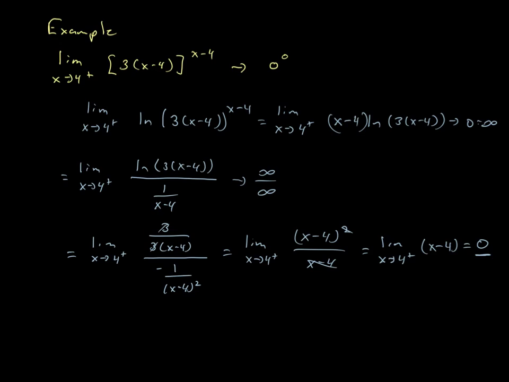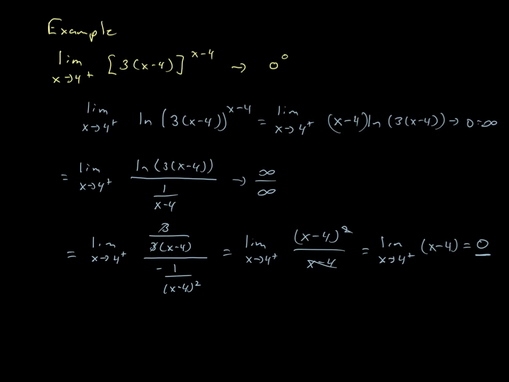And so I can apply L'Hopital's rule. L'Hopital's rule says that it's going to be the derivative of the top. Well, the derivative of the natural log of 3 times x minus 4, the quantity x minus 4, is going to be 3 over 3 times x minus 4, and those 3's will drop off.